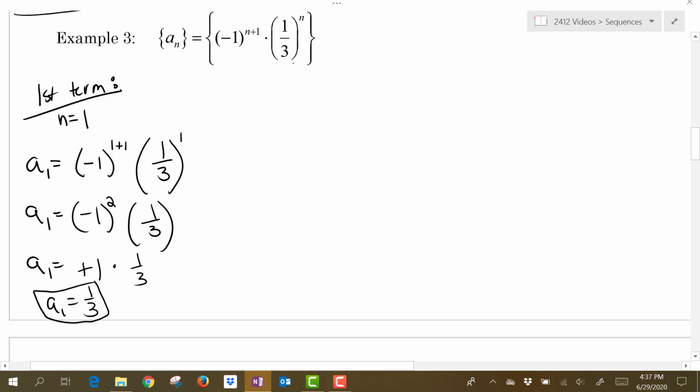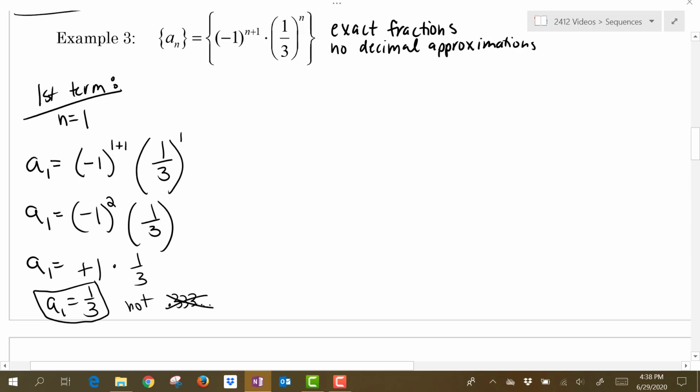Something that we want to mention here is, when we're talking about terms of a sequence and we have fractions, we always want the exact value of the fraction. We will never want to work with decimal approximations. So my first term should be 1/3. I don't want to say that the first term is 0.33333, or just 0.33. Sometimes people do that. Both of those are decimal approximations. We want the exact fraction, so we're going to leave it as 1/3.